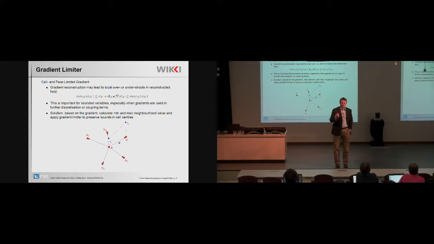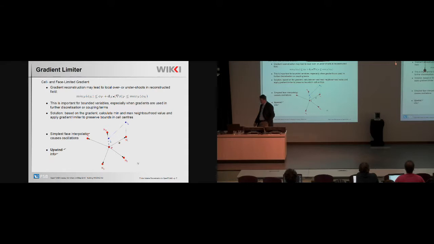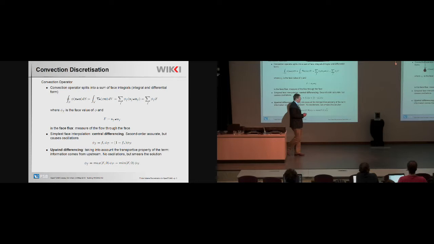Okay, so the first thing that I can do with my gradients is do this neighborhood check, and rather than just using the Gauss or the least square gradient, I will use the limited version of that gradient. Okay, so that will make my gradient better. But what's such a big deal about my gradients? It turns out that gradients are very important in many other things. Okay, but before we do that, let us take a look at the way that convection is discretized.